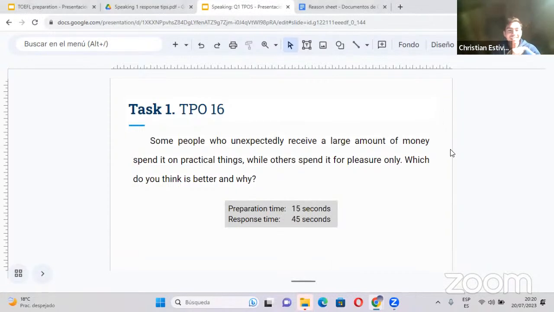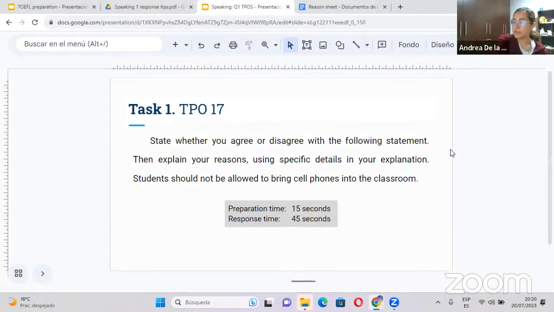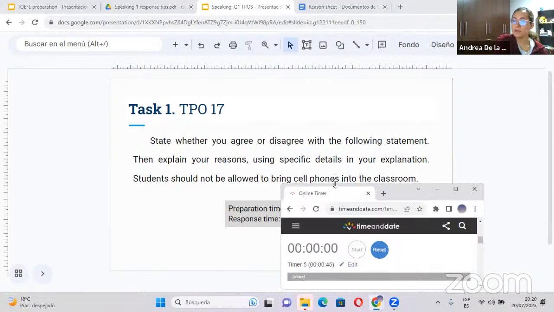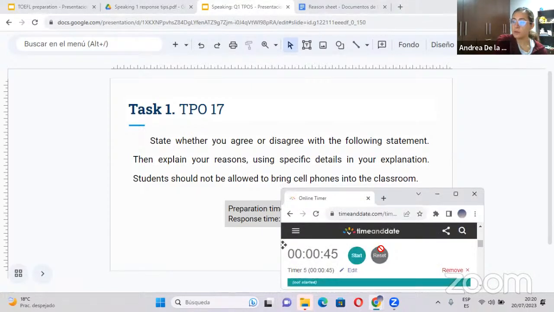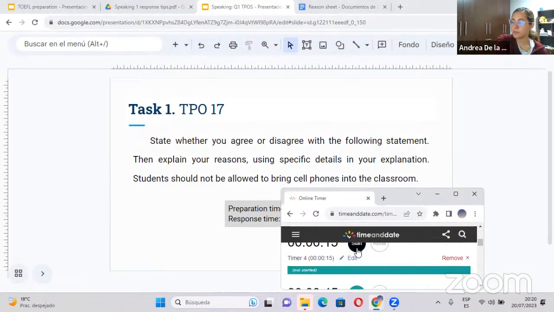Okay, thank you. Guys, let's see this one here. It says, state whether you agree or disagree with the following statement. Then explain your reasons using specific details in your explanation. Students should not be allowed to bring cell phones into the classroom. Now you guys will have 15 seconds to prepare your responses.